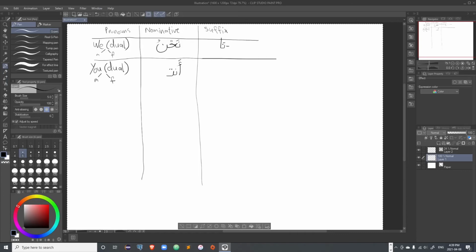And two instead of fatha or kasra, and we add two extra letters. Antuma, antuma. And the suffix here would be kuma, كما.